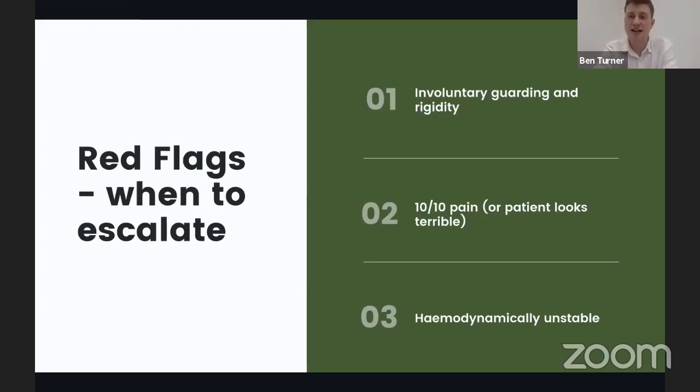Similarly, if the patient has 10 out of 10 pain and is writhing around, that's going to be another indication to get your senior, like your reg, involved. And finally, if the patient's hemodynamically unstable, you know, they're septic, they're dropping their blood pressure, that's not something that you should have to deal with alone. And the surgical patients that are septic can become profoundly unwell so quickly. You'll need your reg involved for ITU and all these sorts of things. And you'll need their clinical experience for when you're dealing with these really sick patients.